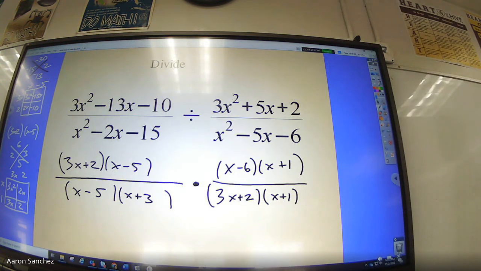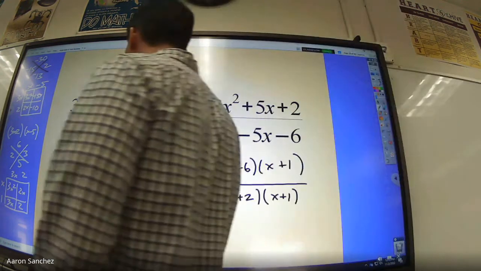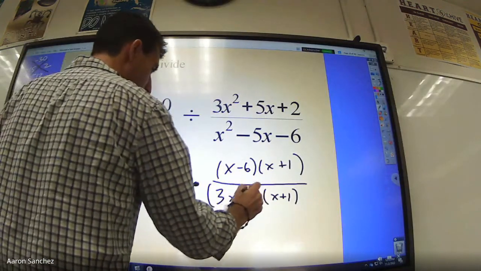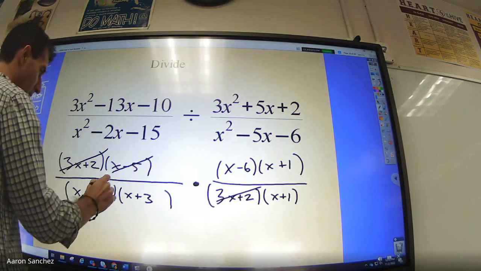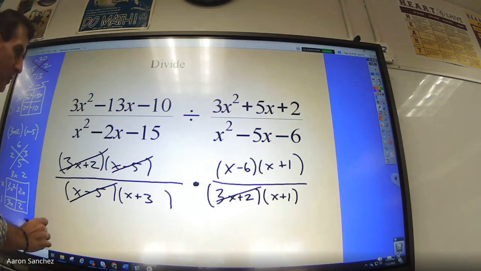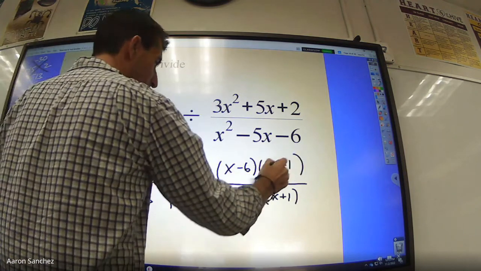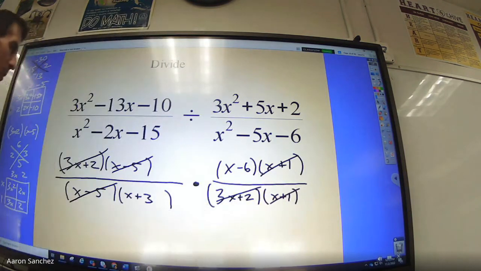Again, right? You've got the box and parentheses. A little bit of a pain. But let's go to flock. 3x plus 2, 3x plus 2. I got x minus 5, x minus 5. I got x plus 1, x plus 1. x minus 6 over x plus 3.